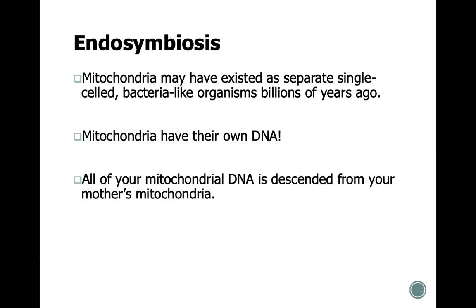Now remember, we talked about something called endosymbiosis. Endosymbiosis is the theory for the appearance of the mitochondria and the chloroplasts. These are two organelles that both have their own DNA. They have their own ribosomes, which are the site of protein production. And researchers believe that both of these became organelles via the process of endosymbiosis.